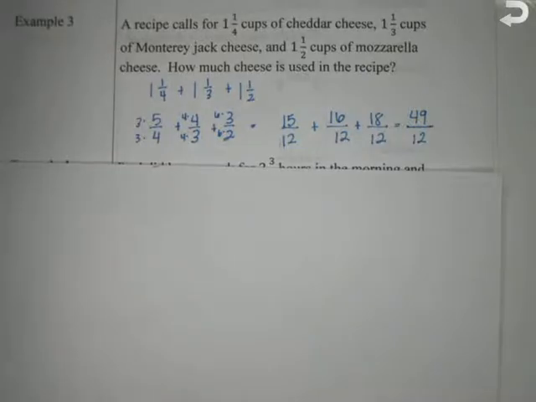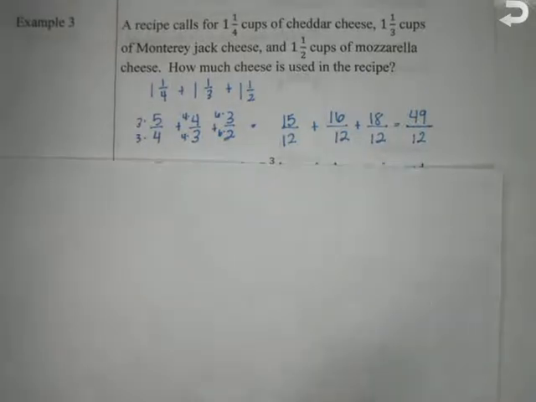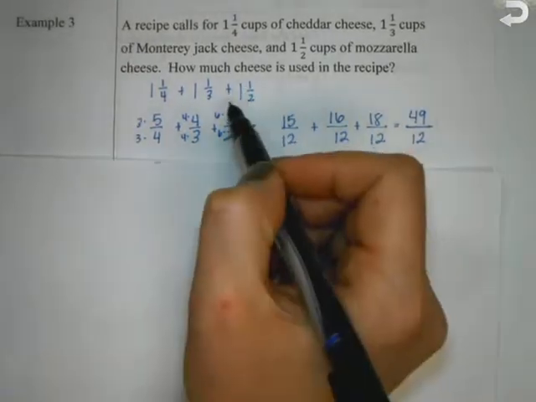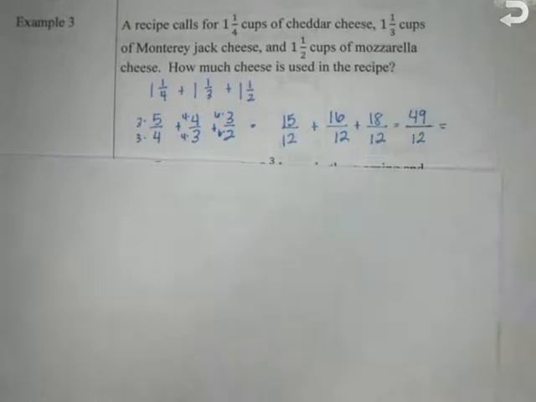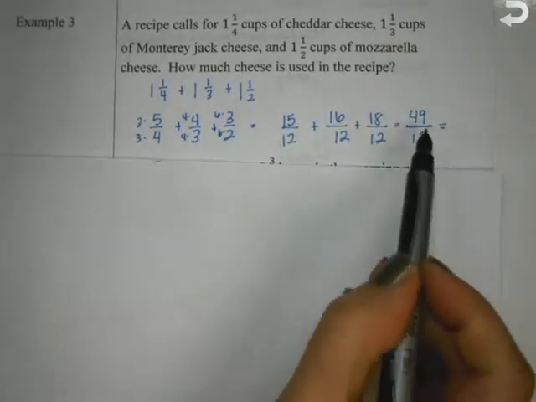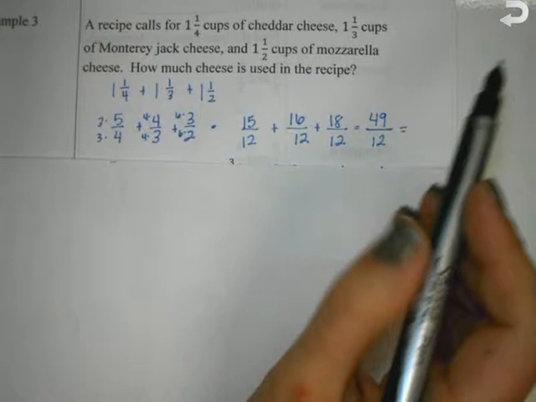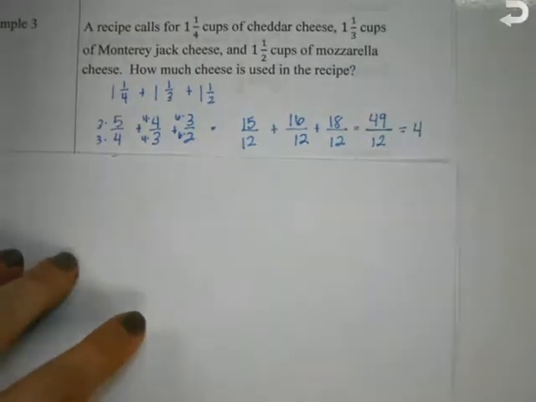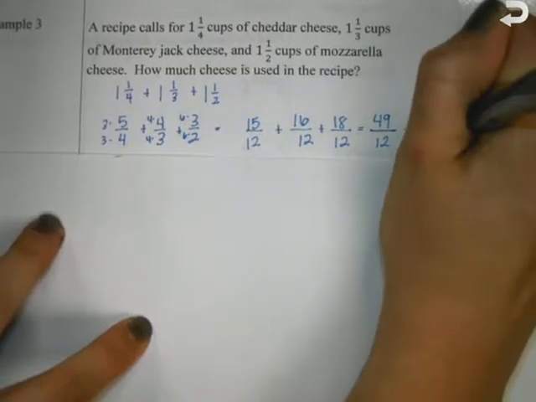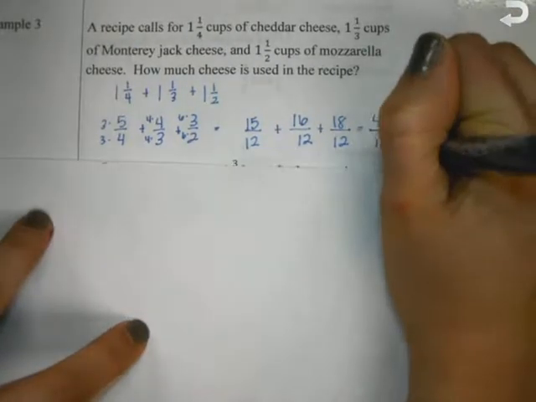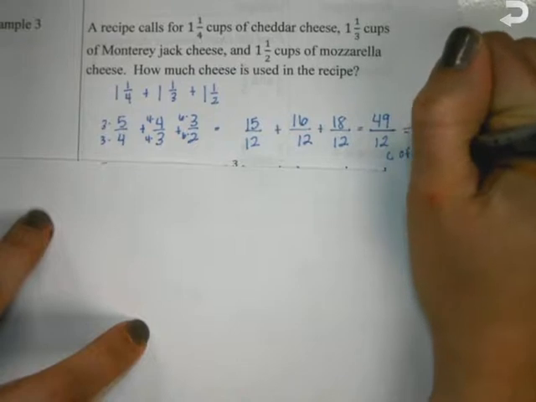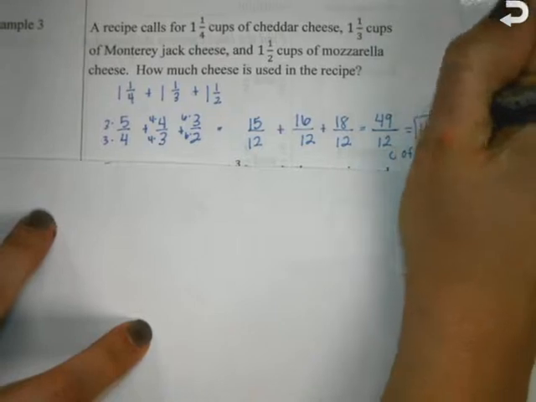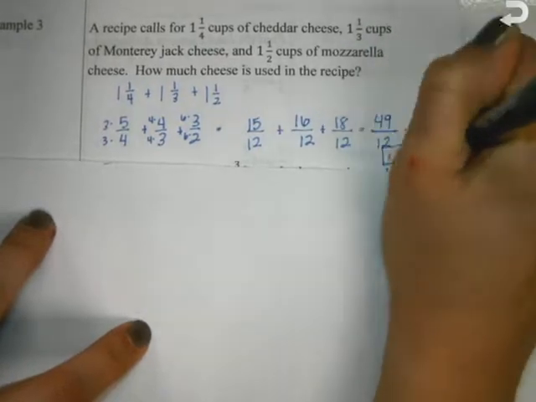This does not reduce, but we do need to change it back to a mixed number because it was an addition problem. So how can I change it to a mixed number? Divide by 12. Okay, so how many times does 12 go into 49? 4 times. What's the remainder? 1. So 4 and 1/12. What? Cups of cheese. I did not do this very well. Okay, so 4 and 1/12 cups of cheese.